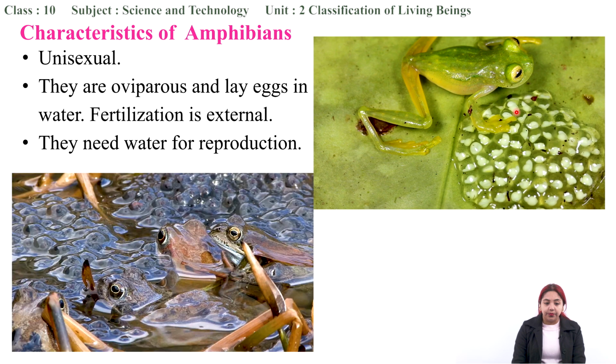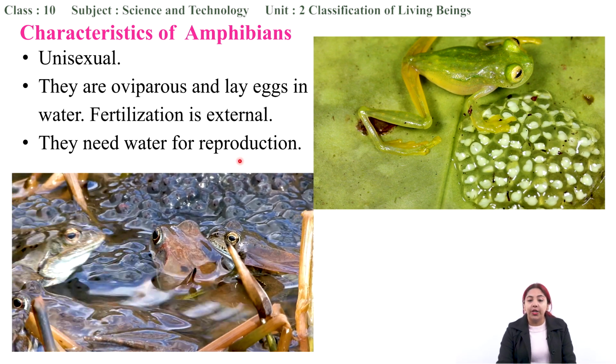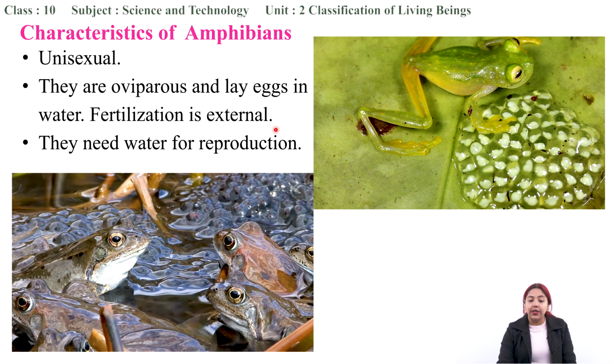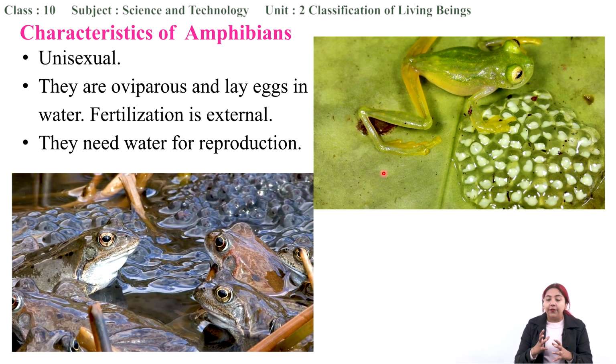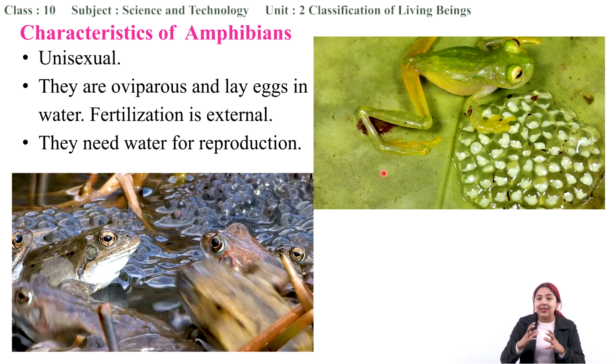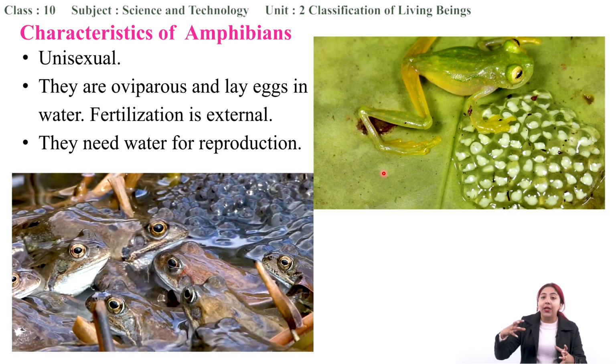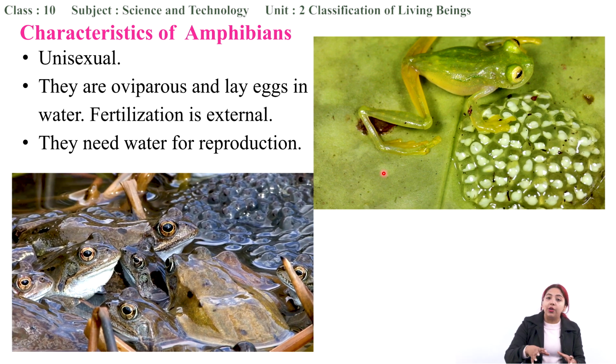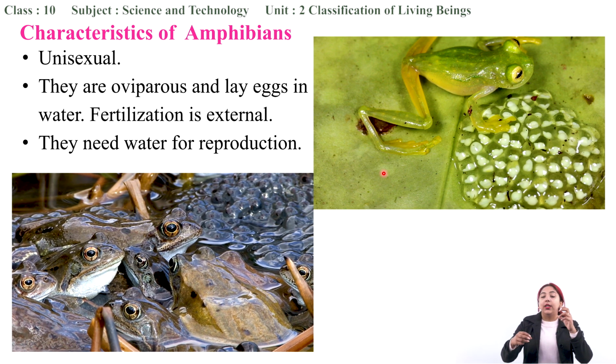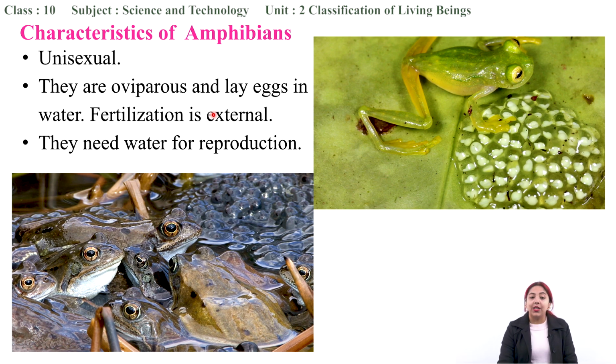Now, they need water for reproduction as well because external fertilization occurs. Now, the female, after mating, lays eggs in the water, and the male releases the sperm in the water as well, and in the water the sperm fertilizes the egg. Now the fertilization is external because the fertilization does not occur inside the female body. So they need water for reproduction, their fertilization is external, and they lay their eggs inside the water.